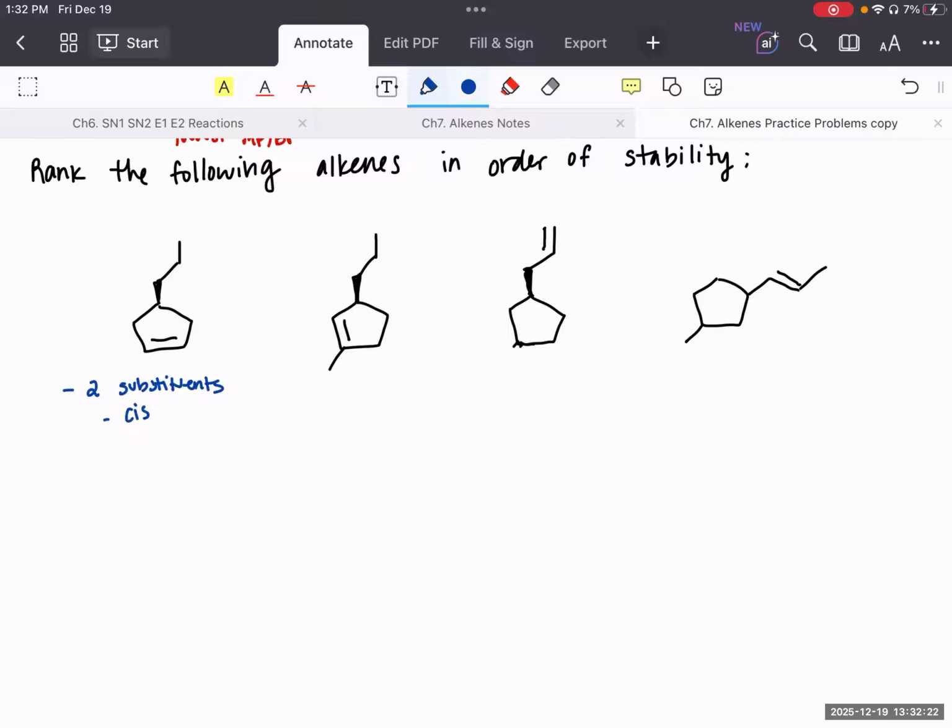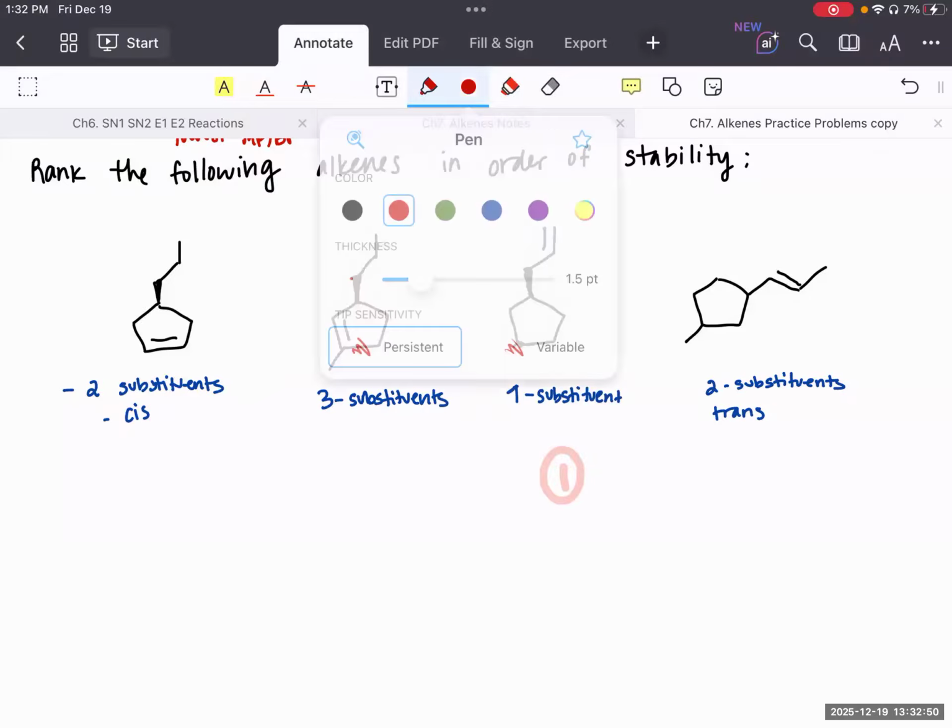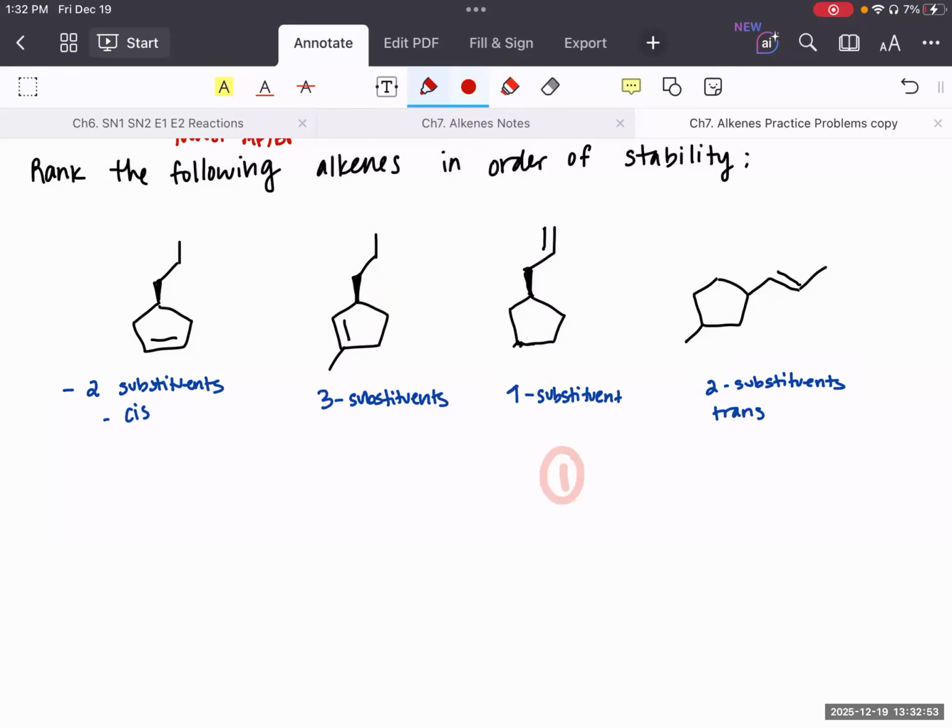This next one has 3 substituents. This third one has 1 substituent. And then this last one has 2 substituents, and it's trans. And so we know that the 1 substituent is going to be the least stable. And that's because the more substituents we have, the more stable we are. That means that the second one is going to be the most stable.